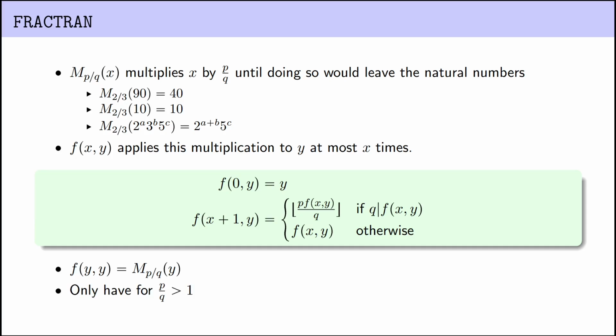And again, we can only do this argument if we already have the function that multiplies by p over q and rounds down. So only when p over q is larger than 1. Our m sub 2/3 example from above we'll have to wait for later.